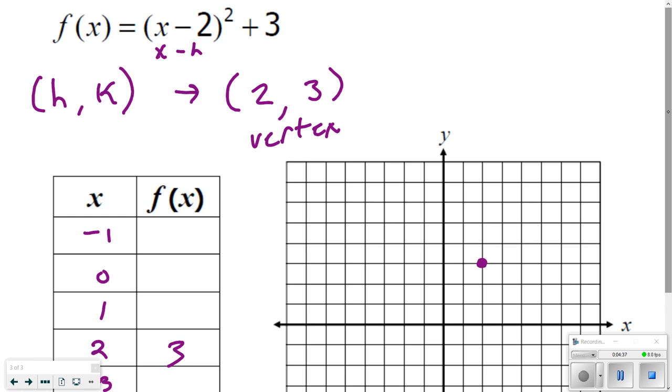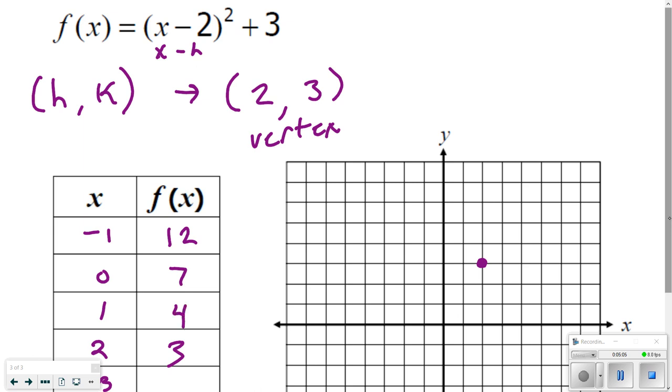So let's do it. I plug in negative 1. Negative 1 minus 2 is negative 3. We square that and get 9, and then we add 3 to get 12. I plug in 0. 0 minus 2 is negative 2. We square that, we get 4. Add 3, we're at 7. I plug in 1. 1 minus 2 is negative 1. I square that, I get 1. I add 3, and now I have 4.